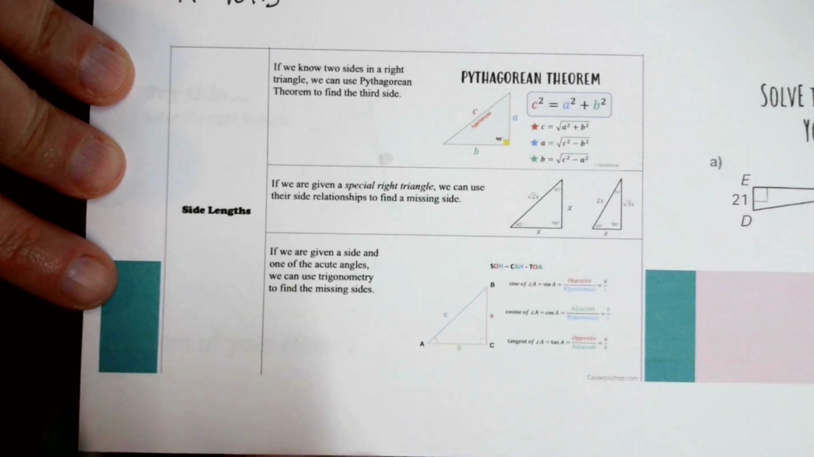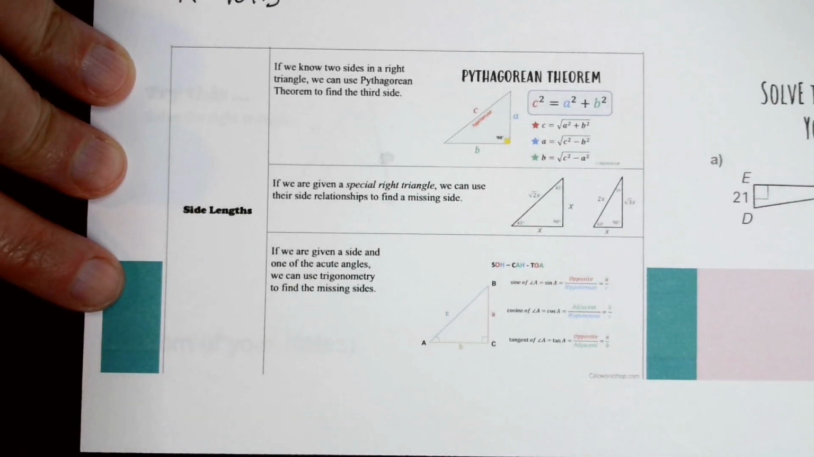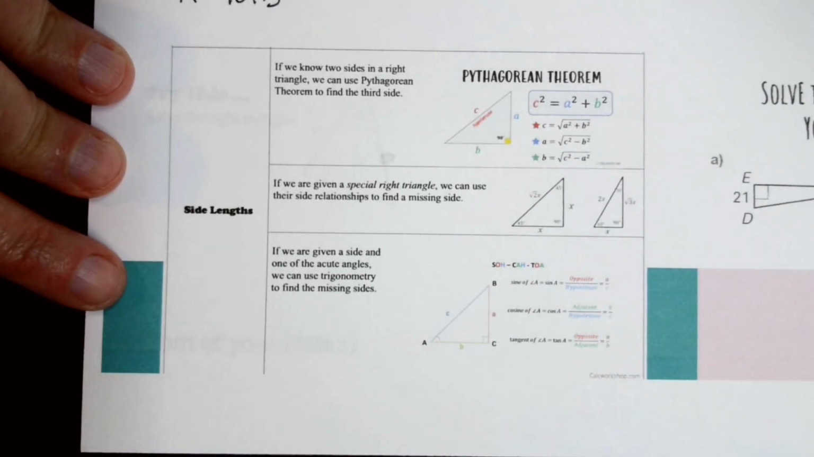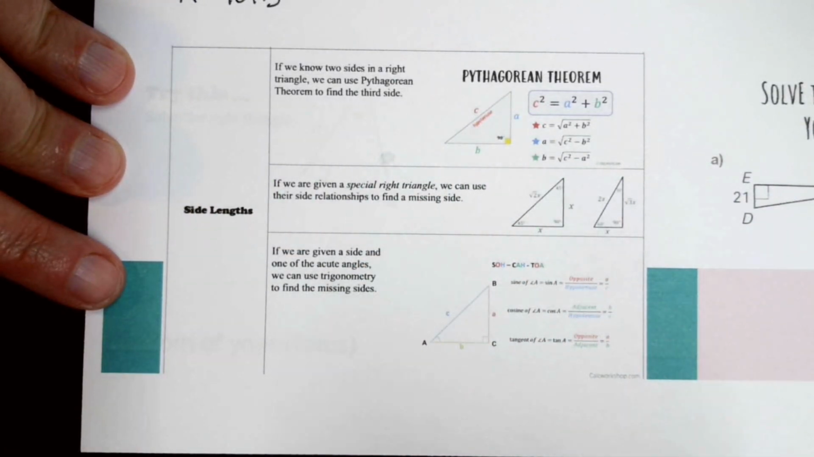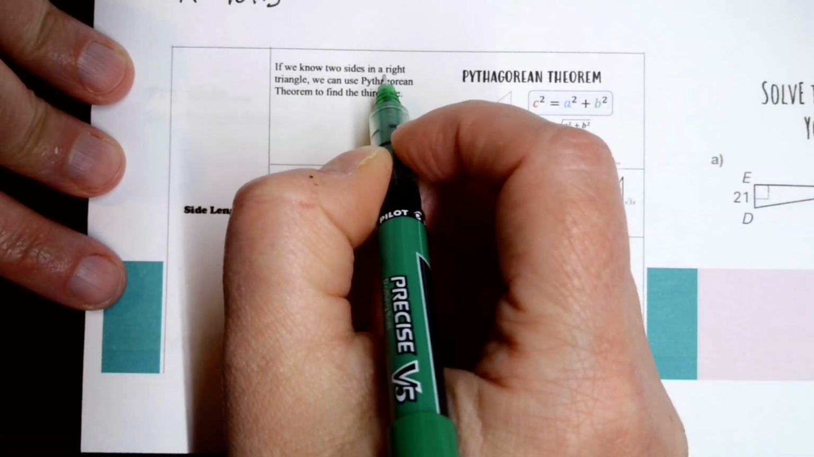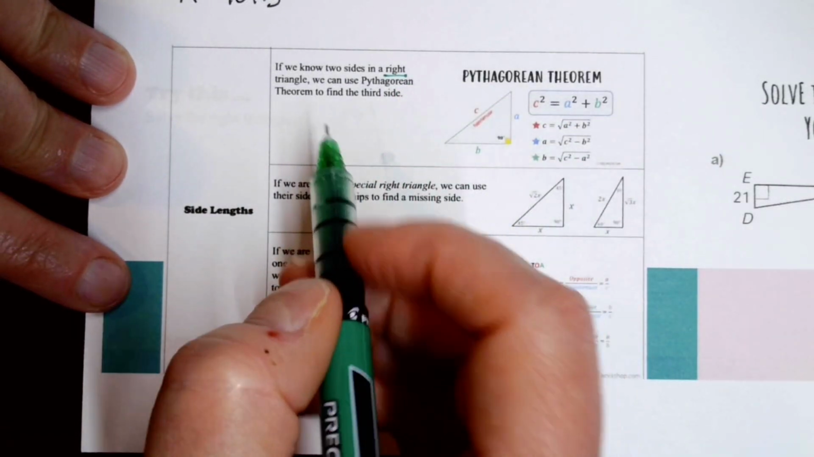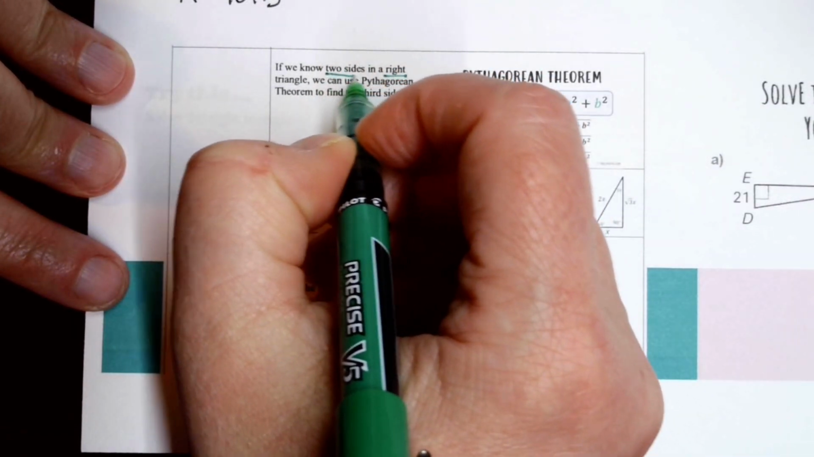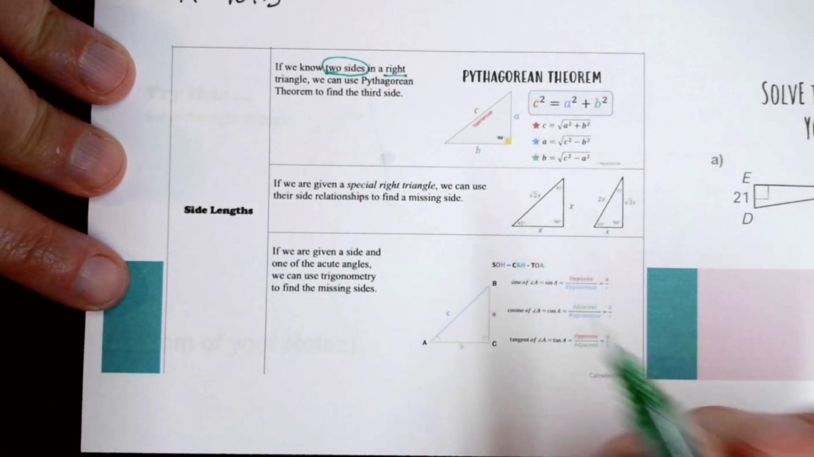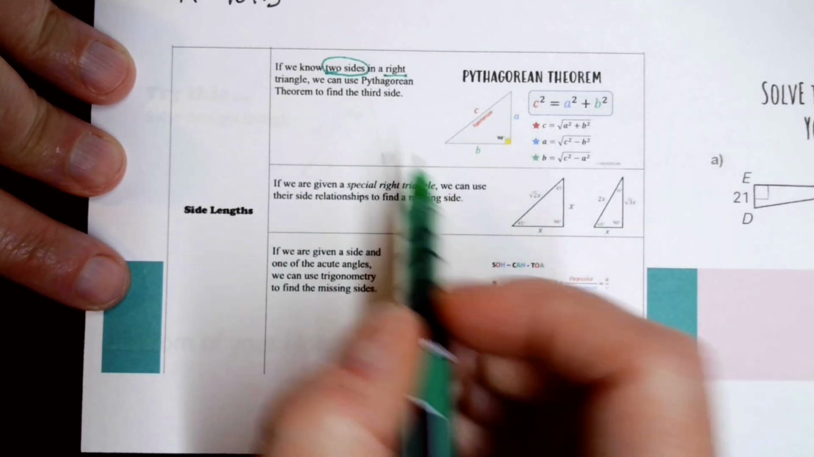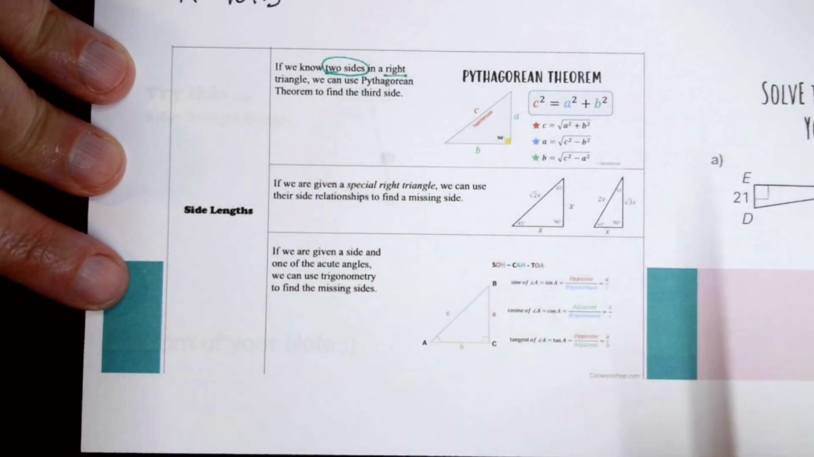Okay, so side lengths, you could do it by definition, right? If they tell you that you have an equilateral triangle, you know all your sides are the same. If they tell you have isosceles, then you could set two of them equal to each other. This is going to be very specific to right triangles. Okay, so it has to be a right angle. If you know two sides, you could use the Pythagorean theorem. Okay, now two sides, you could also use trigonometry, but you can use the Pythagorean theorem anytime you have two sides.